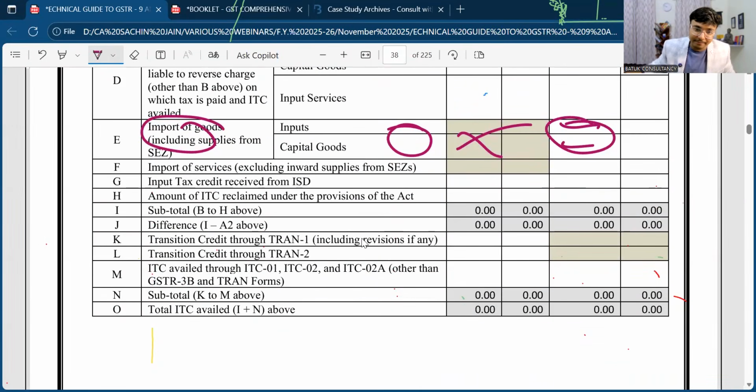Import of services, there may be chances you have imported services, so on account of that, if there is any input tax credit you have to show it here. Input tax credit received on account of input service distributor, what do you mean by ISD? If a head office has taken certain services centrally and the services are utilized by each and every branch, that ITC is transferred to the branches, that is called ISD.